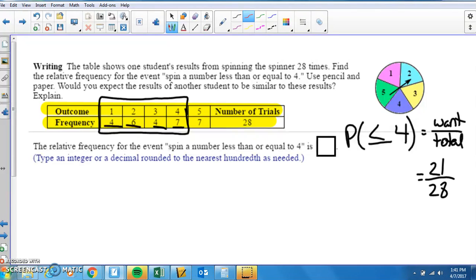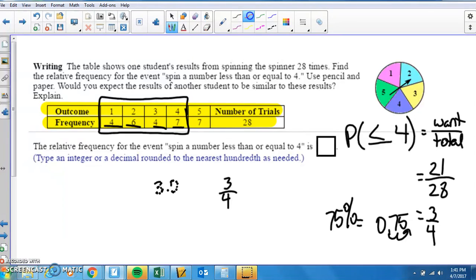So our probability of a less than or equal to 4 on the spinner, when we simplify it, would be 3/4. And it says type an integer or a decimal rounded to the nearest hundredth. Most of you may know that 3/4 equals 0.75. And to convert that to a percent, we move the decimal 2 places to the right, which gives you 75%. If you're not sure of how we do that, we take the fraction 3/4 and divide the top number by the bottom. The board's messing up again, so let me restart it.